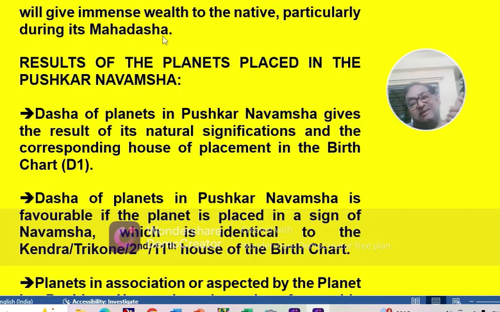Since it is in Pushkar Navamsha and the sign in the Navamsha chart where Venus is placed is identical to the Lagna of your horoscope, what kind of result can you expect? That Venus will give me good health, good personality, bring me into prominence, etc. This type of good result it will give.